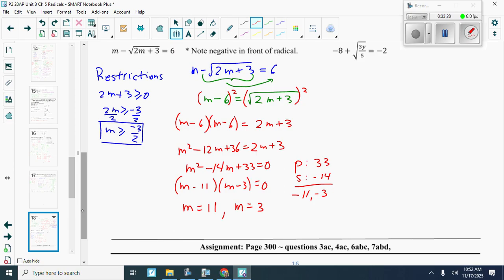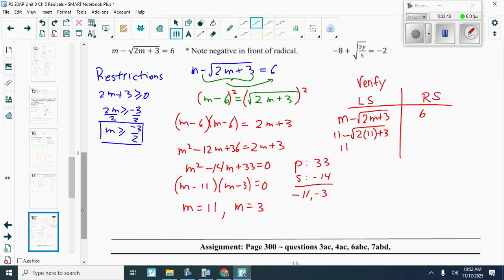Okay, I'm going to verify into the original equation. So the right side is easy. The right side is just going to stay 6, and let's sub in 11. Okay, 22 plus 3 is 25. Square root of 25 is 5.